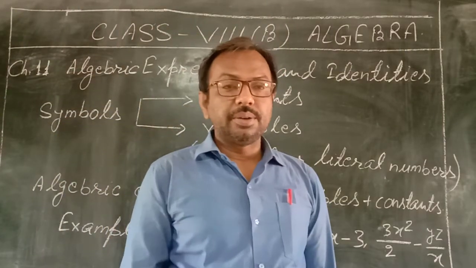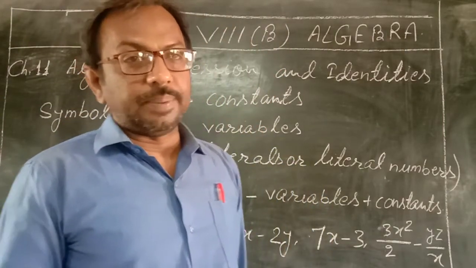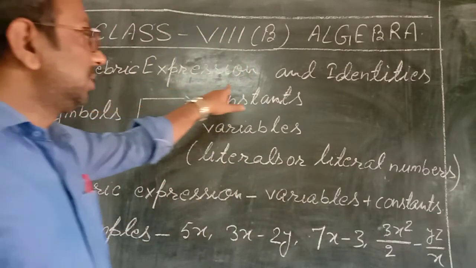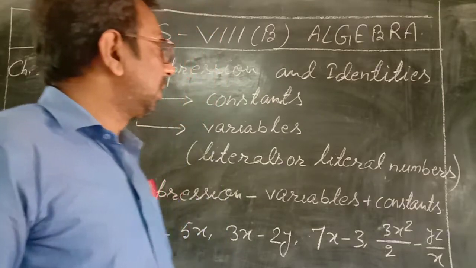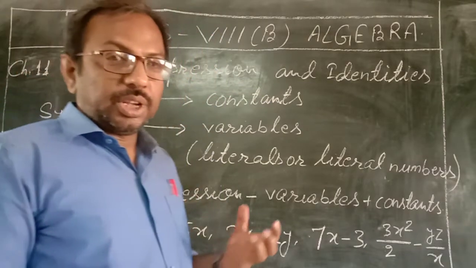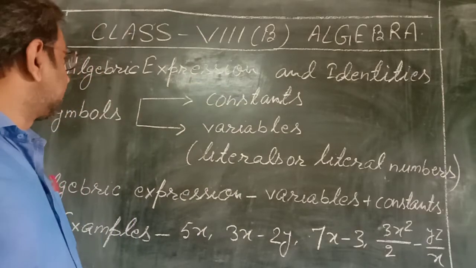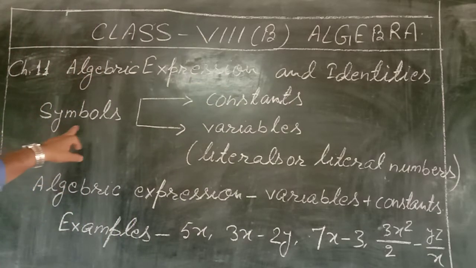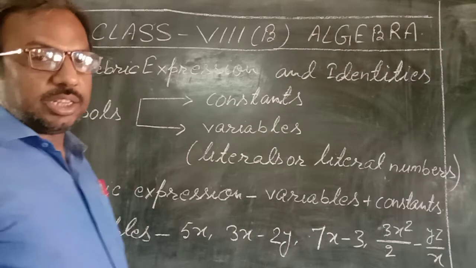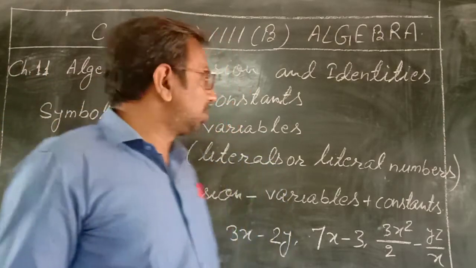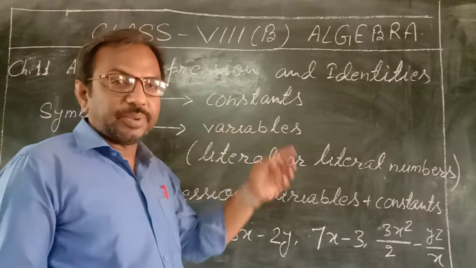In this period, we are going to start the first chapter of algebra, that is chapter 11, algebraic expressions and identities. A few terms are revised that you have studied in the previous classes, such as symbols. In algebraic expressions, you get two types of symbols. Those are called constants and variables.